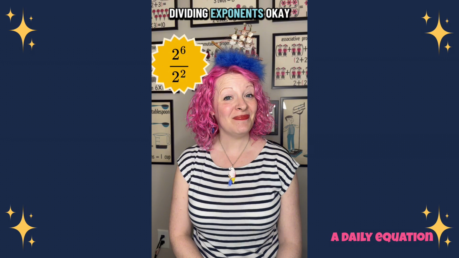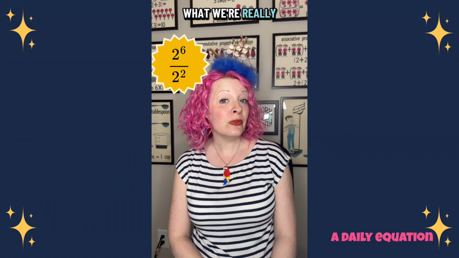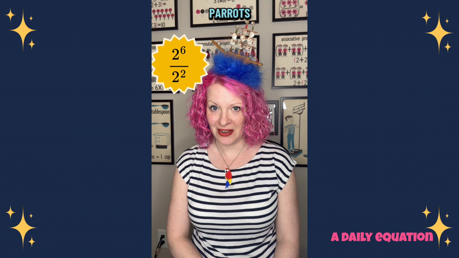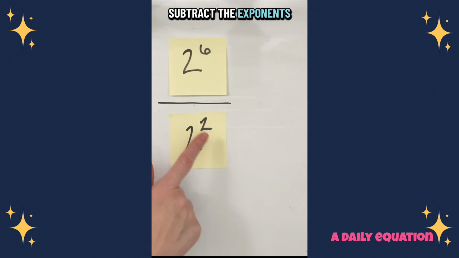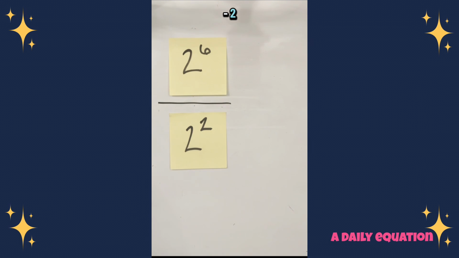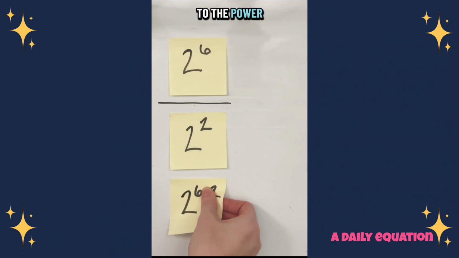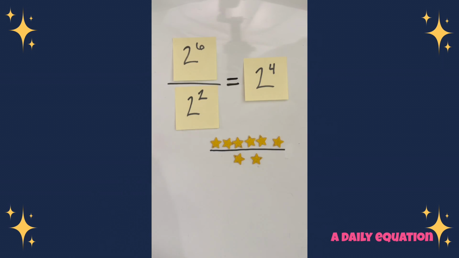Dividing exponents? Okay, it looks a little scary. I mean, it looks like a fraction, but what we're really doing is subtracting parrots. When we are dividing powers with the same base, we keep the base and we subtract the exponents. So I'm going to keep my base of 2, and I'm going to do 6 minus 2. So I'm going to have 2 to the power of 6 minus 2, which gives us 2 to the 4th. We love a good rule.